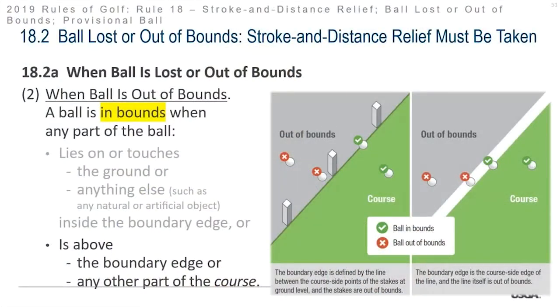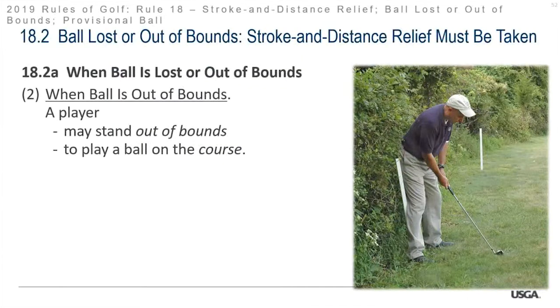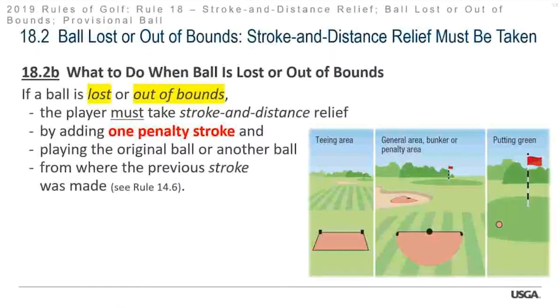And as I mentioned, the overhanging part is if the ball is above the boundary edge or any other part of the golf course. If it's up in a tree and is overhanging the golf course, the ball is still in bounds. We're just going to go straight down and see where that point lies, whether it's in bounds or out of bounds. A player may stand out of bounds to play a ball that is on the course. There's no stipulations there. Okay.